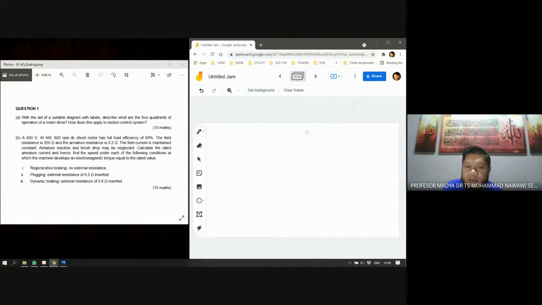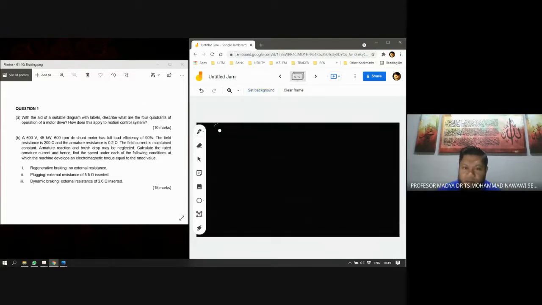And finally, if you have this dynamic braking, so again, you need to have your torque dynamic braking equals to T equals to 5.6. And we calculate for R first. Rx equals to 0.2 plus 2.6.